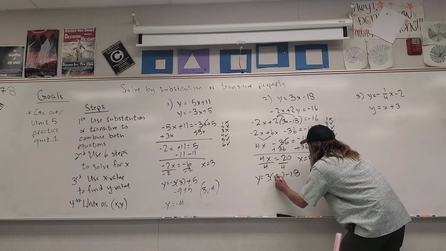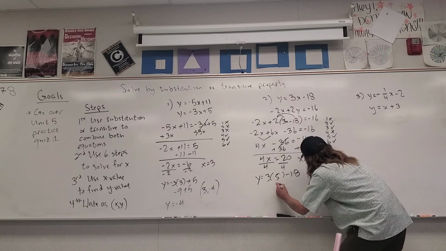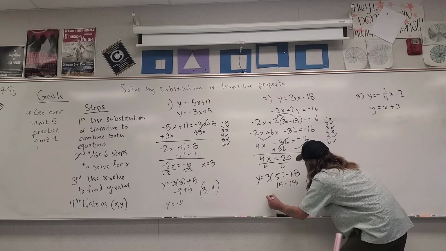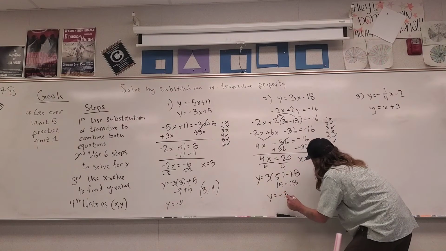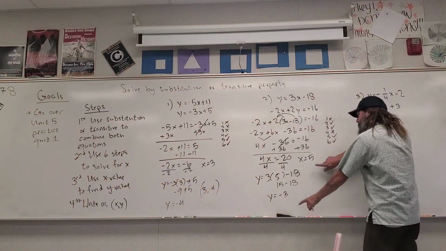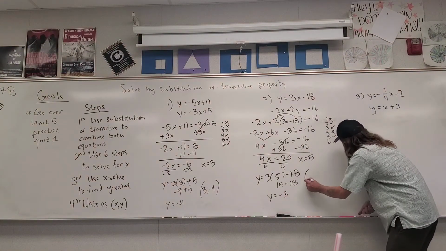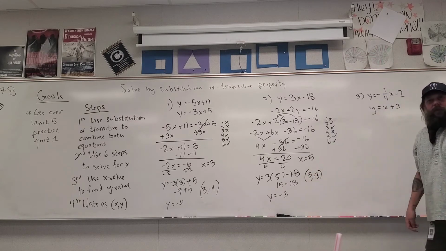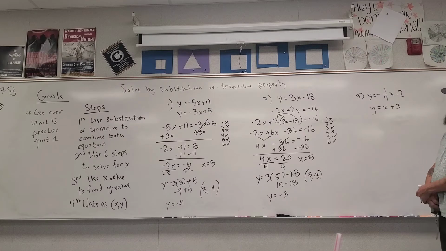I'm going to put a 5 minus 18, not 15, minus 18. So in here goes a 5. 3 times 5 is 15. 15 minus 18. I have 15, I owe you 18. You're going to tell me that you still owe me 3. That's a negative thing. And finally, step 4, I write it as an ordered pair. 5, comma, negative 3. There we go. All right. Problem 2 worked out.